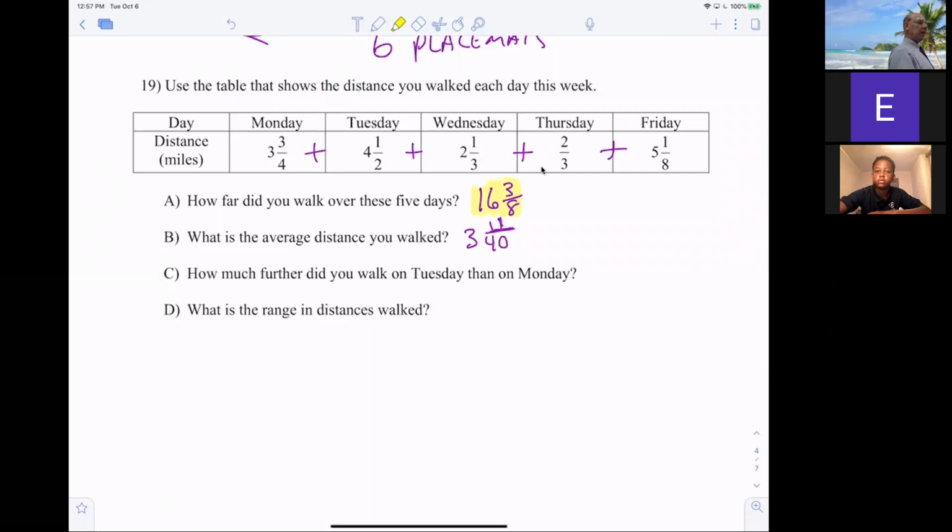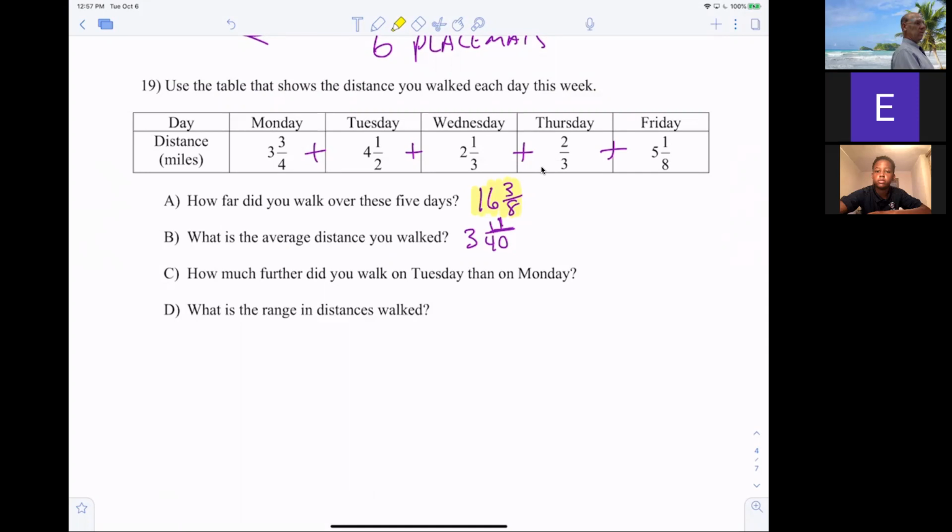So B is just A divided by 5. Everybody okay with that? All right. Now, how much further did you walk on Tuesday than on Monday? Brennan, this is you. All right, what do we do?